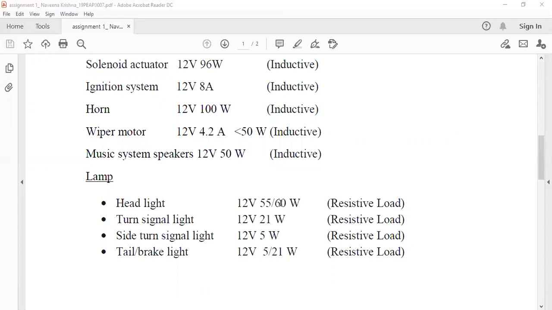In this vehicle, I also observed the capacitive load, like the engine management module. We can say that the engine management module is the example of capacitive load in Alto 800. That's all, these are the inductive loads, resistive loads, and capacitive loads in Alto 800. Thank you.